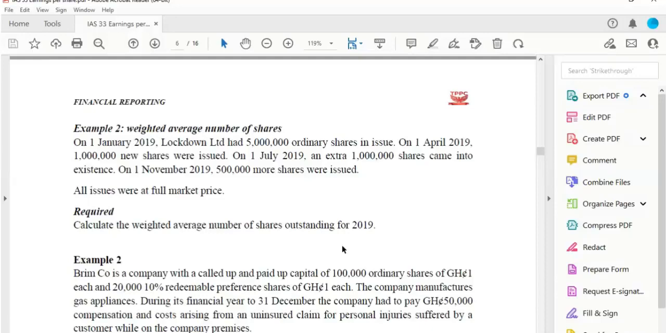Example 2. On 1st January 2019, Lockdown Limited had 5 million ordinary shares in issue. On 1st April 2019, 1 million new shares were issued. On 1st July 2019, an extra 1 million shares came into existence. On 1st November 2019, 500,000 more shares were issued. All issues were at full market price. Required: calculate the weighted average number of shares outstanding for 2019.